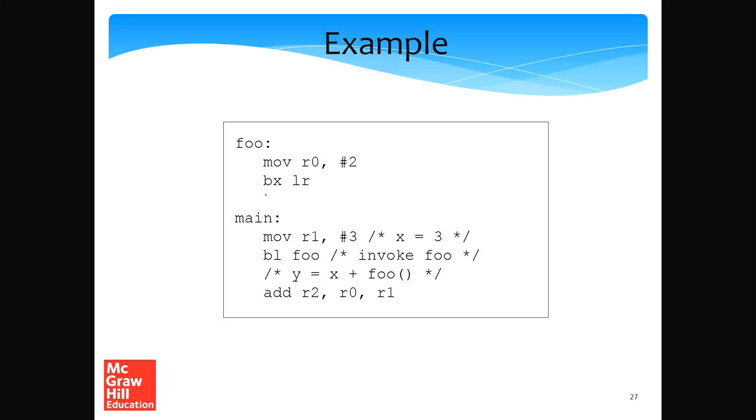So let's consider the same program with the BX instruction. We have the first instruction, move R1, #3, which sets X to 3. We call the foo function using the BL instruction, branch and link. So in the LR register, the return address gets saved. We move 2 to R0, and instead of moving the contents of LR to PC, this is the new instruction, BX LR. In this case, we branch to the address that is contained inside LR, which is the address of the next instruction after the function call.